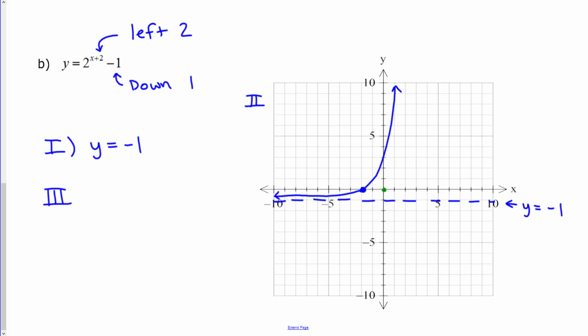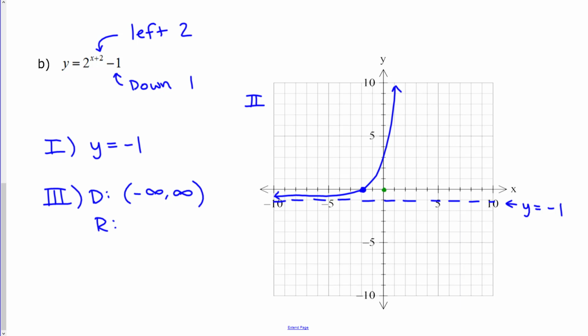Lastly, we need domain and range. So to get domain and range, one thing to note is exponential functions, like polynomial functions, are defined everywhere. So your domain for an exponential function is always going to be -infinity to +infinity.